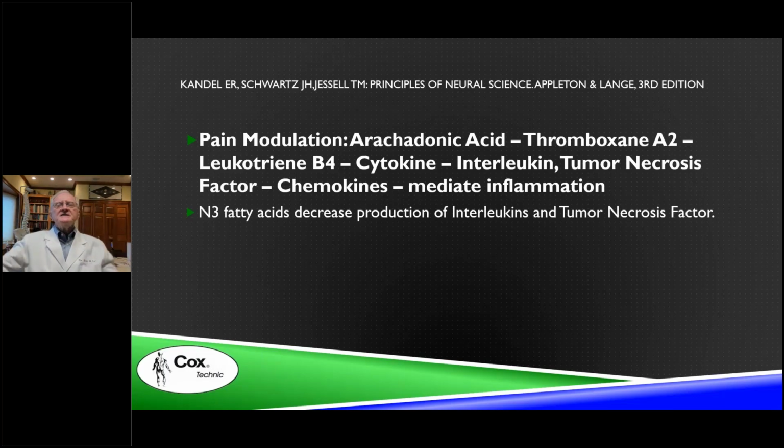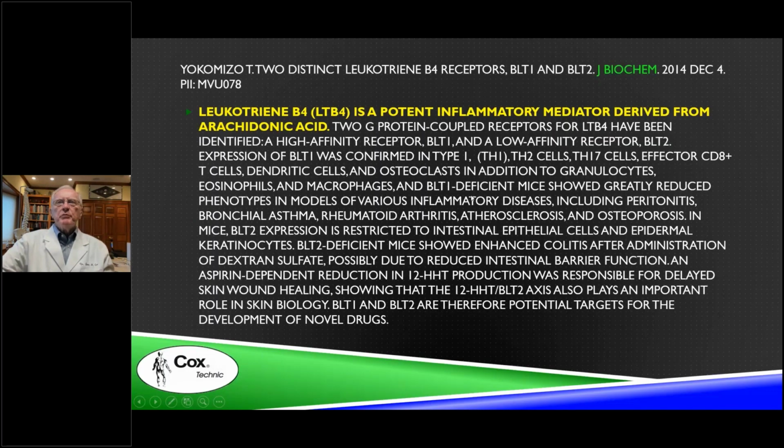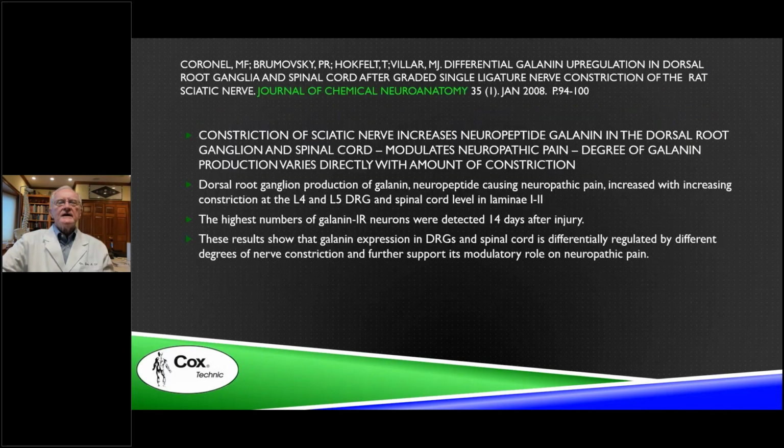So when we treat, these are the things that go through our mind as we are treating, as we're going to share here shortly. Leukotriene B4 is a potent inflammatory mediator derived from arachidonic acid. Constriction of a sciatic nerve increases, now follow this, increases galanin production in the dorsal root ganglion. It modulates under chronic irritation, neuropathic pain. So the degree of galanin production varies directly with the amount of neural constriction.